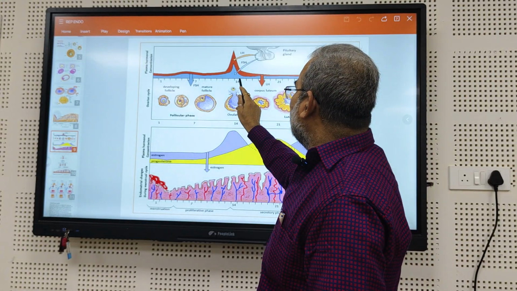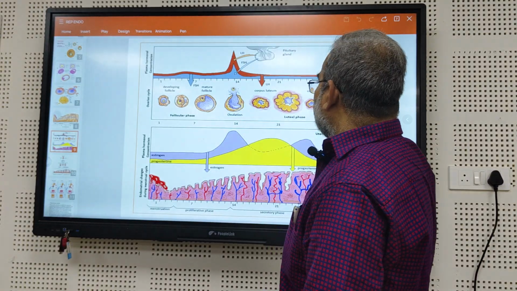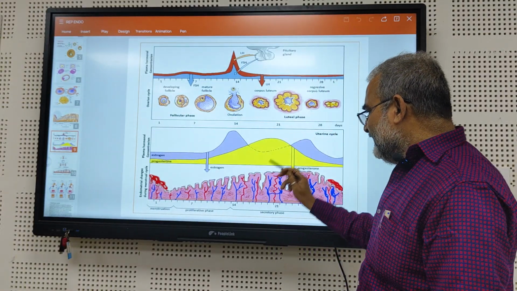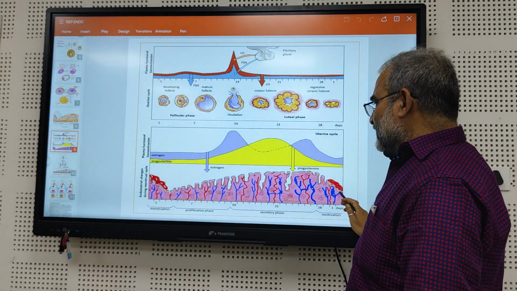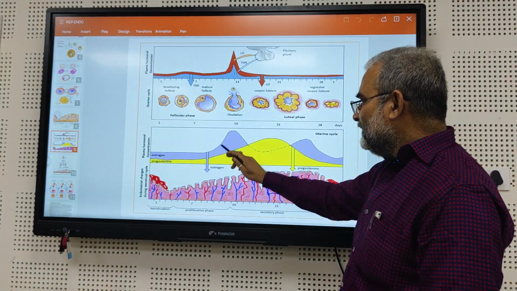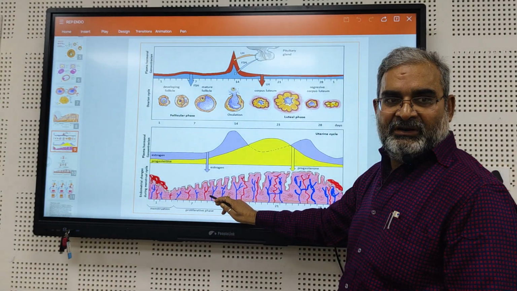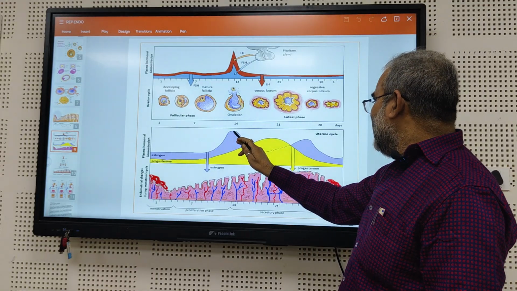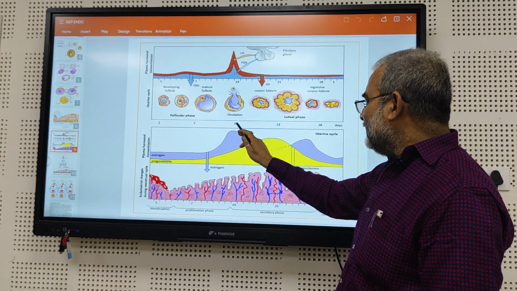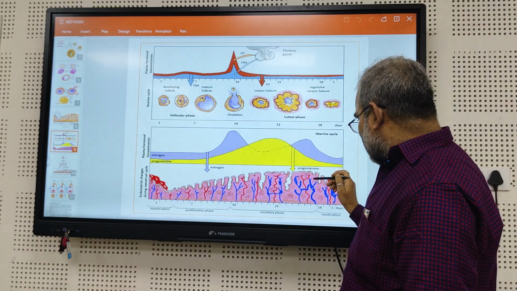This part is referred to as the FSH part. This one is referred to as the LH part. And here the effect is on the endometrial wall. That is the effect of the progesterone. That is the effect of the estrogen. Estrogen is at its peak on the 14th day.